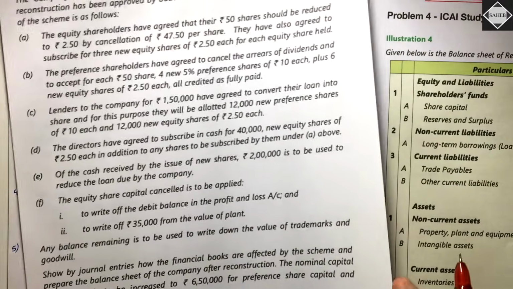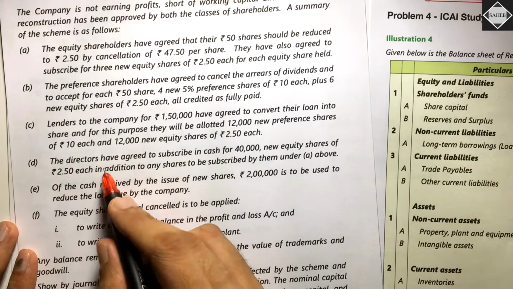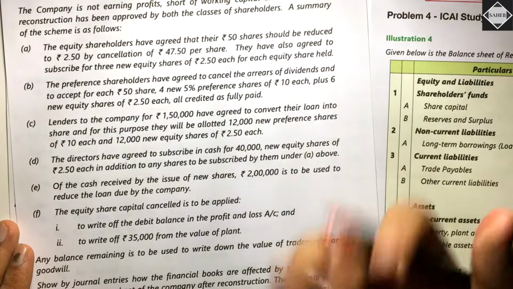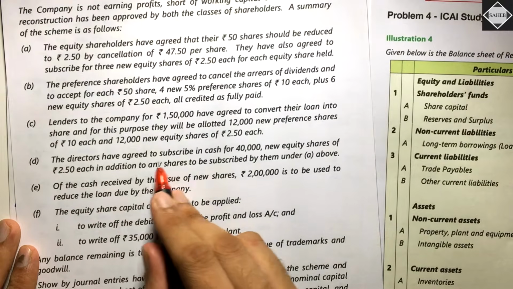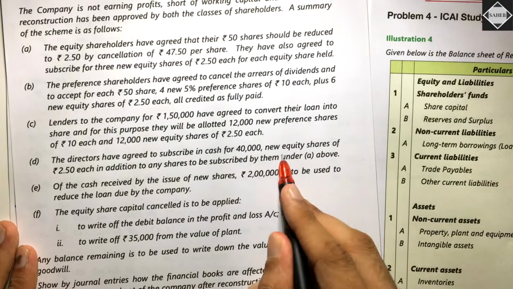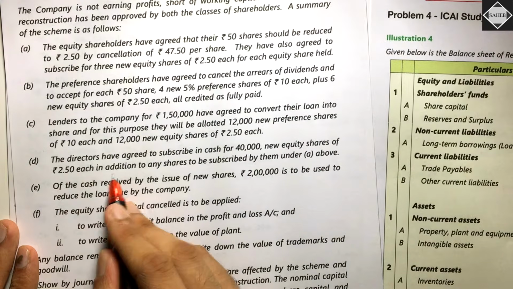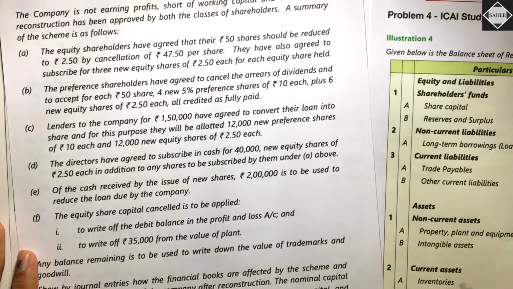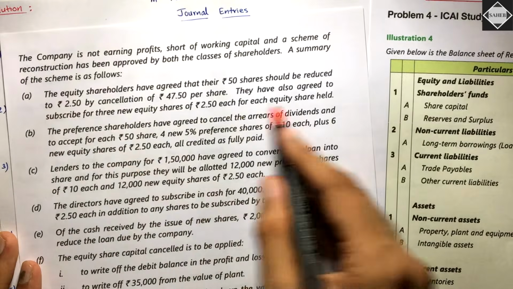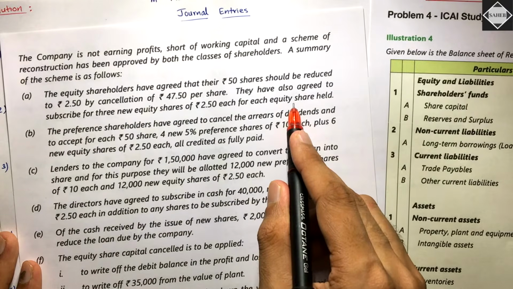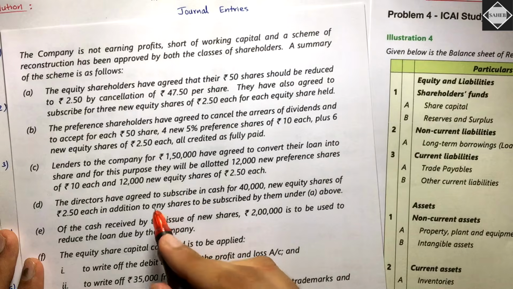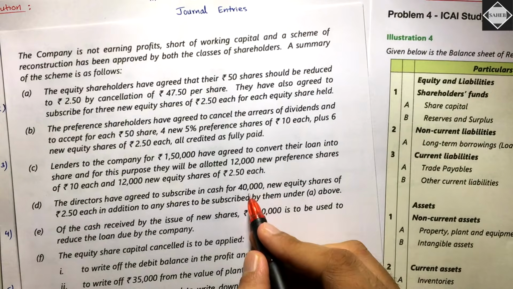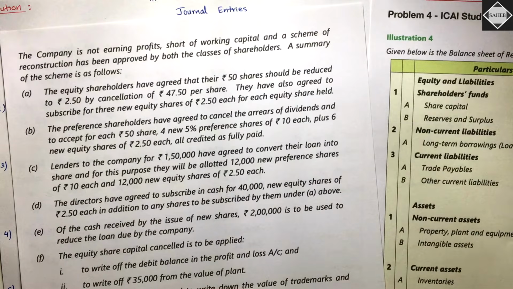Fine, now let's just move on to the D adjustment. See here, the directors have agreed to subscribe in cash. Okay, in cash means we are going to receive money in this. The directors have agreed to subscribe in cash for 40,000 new equity shares of rupees 2.5 each, in addition to any shares to be subscribed by them under A above. So they are saying apart from the A, where the existing shareholders have subscribed now under the rights issue, here again the directors are subscribing to the new shares. Okay, how many? 40,000. So just simply pass the fresh issue entry.